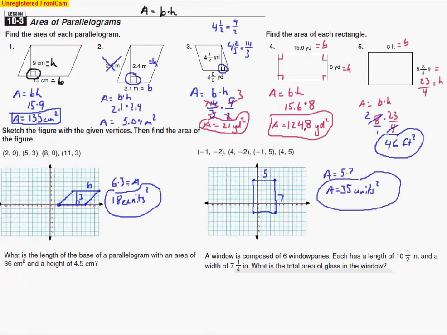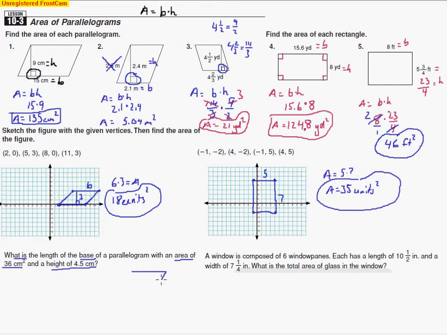Well, looking at the next two problems, they are word problems. So take a look at what they say. What is the length of the base of a parallelogram with an area this time? So look at this. They give us an area of 36 centimeters squared. The height is 4.5. So they want to know what is the base. That's the question.